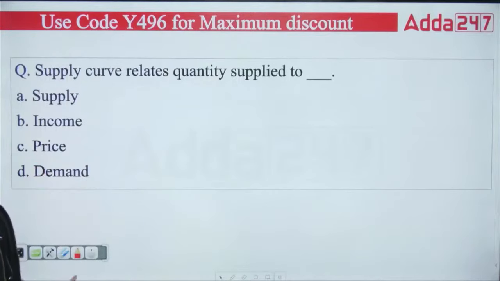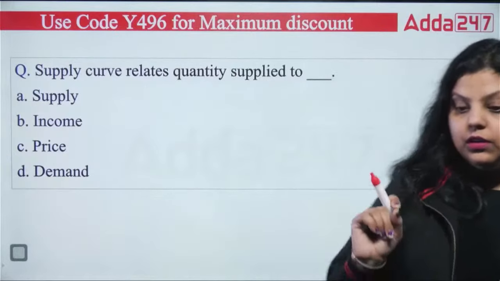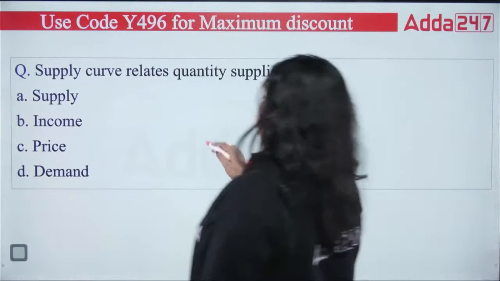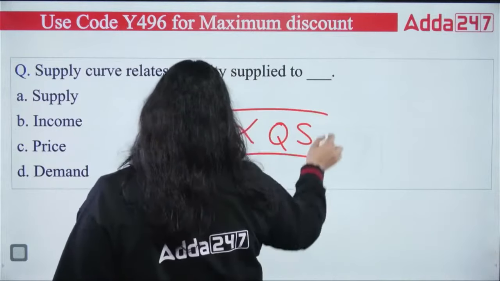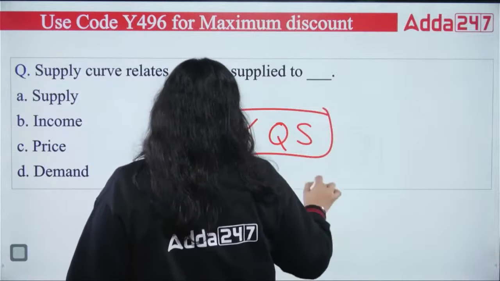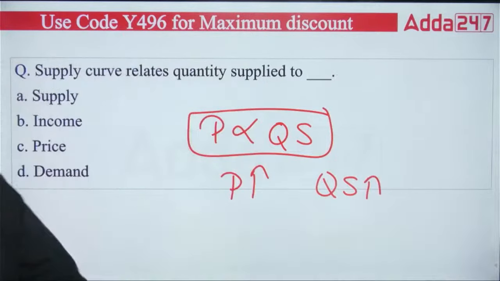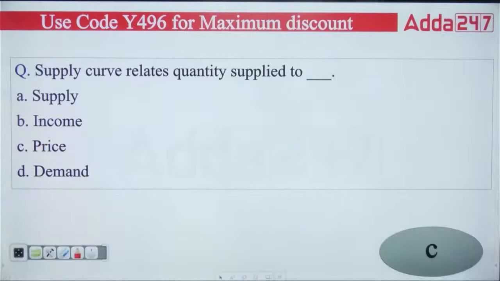Next question. The supply curve relates quantity supplied to dash. So we have just seen that it shows the direct relation between the price and quantity supplied. When price increases, quantity supplied increases. So its relationship will be shown with which of the following? Supply, income, price or demand, and the right answer obviously is price. The right answer is obviously price, option C. Okay.